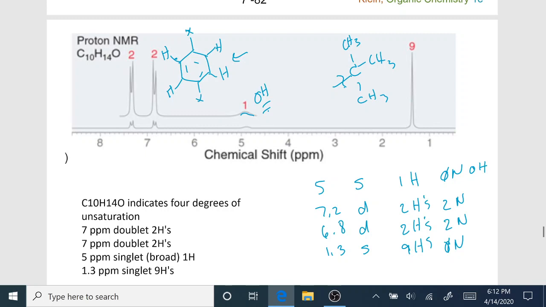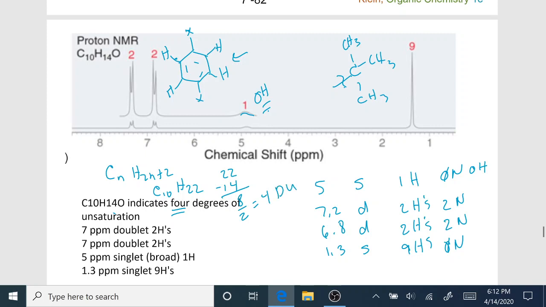Let's look at our molecular formula. I forgot to do degrees of unsaturation. So C10H14O gives us 4 degrees of unsaturation because our alkane formula is CnH2n+2. That would be C10H22, which is fully saturated, and 22 minus 14 is 8, divided by 2 is equal to 4. So that gives us 4 DU.